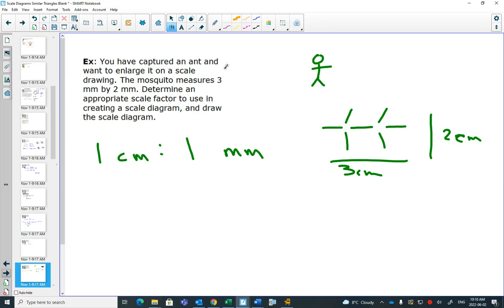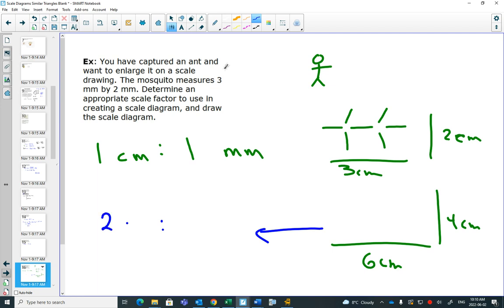So let's say you drew it and you didn't feel it was big enough. Let's say you decided you wanted to make it bigger so that it was 4 centimeters, let's double it, by 6 centimeters. That would be better for your scale diagram. Now, what's your new scale? 2 centimeters is 1 millimeter. Good.